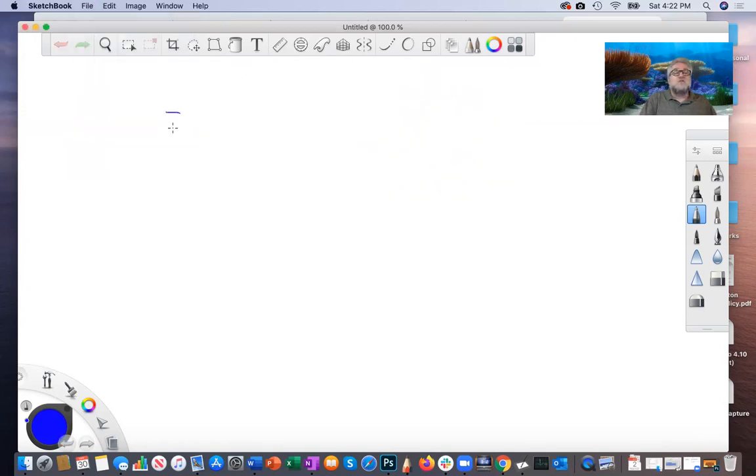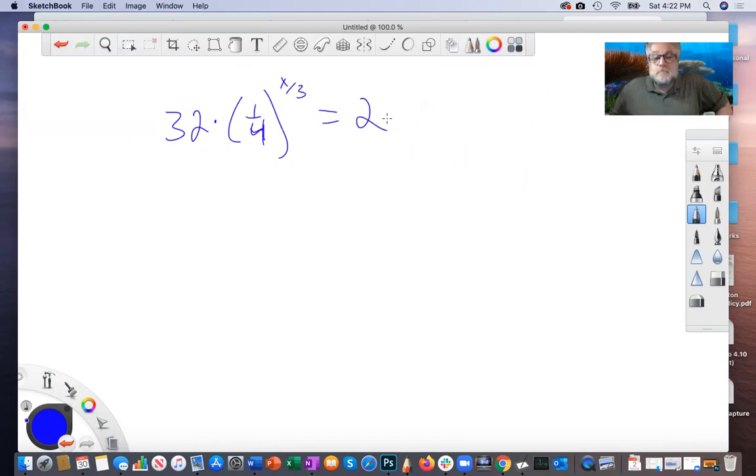Okay, 32 times 1/4, that's a 4, believe it or not, to the x over 3 equals 2. Okay, what do we do here? Well, we're going to have to get this somehow. We have bases of 1/4 or maybe 1/2 or maybe 2. I don't know how we're going to do it.